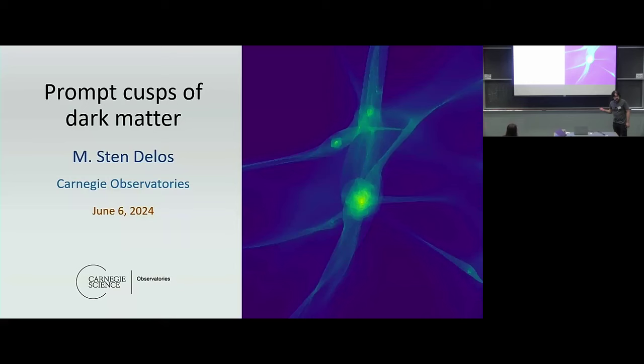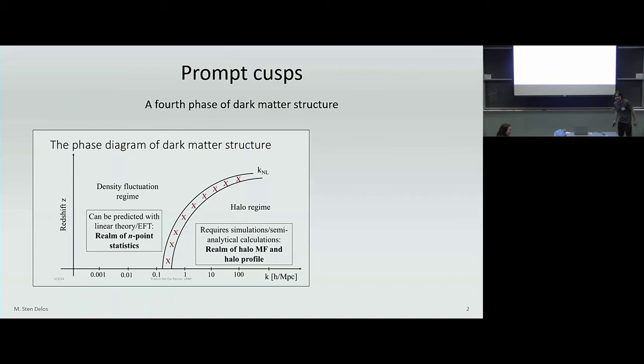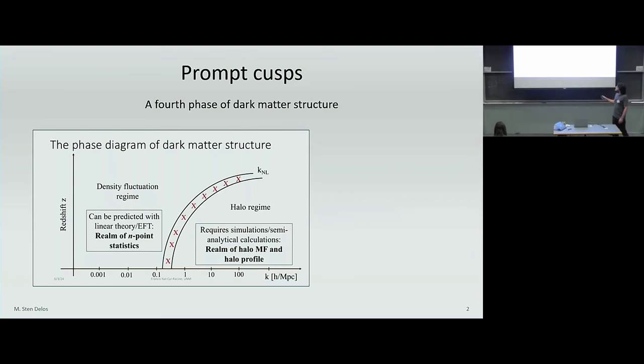By putting this into the context of our new favorite plot. So this is the phase diagram of cosmic structure. At the large scales, we have the density fluctuation phase at high redshift or large scales. Here we have the X phase. And then we have the halo phase.